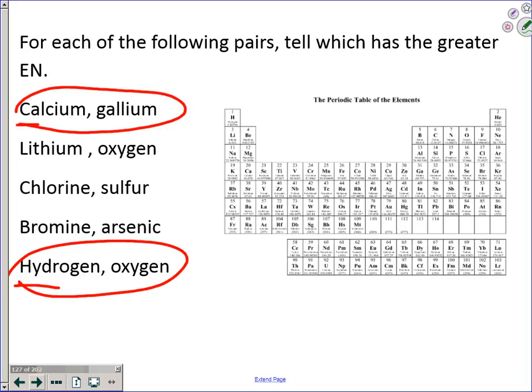All right, 3, 2, 1. Go. Okay, so gallium is here, calcium is here. Who's got the higher electronegativity? Gallium, right? It's even closer to noble gases, so it's more eager for electrons, which, remember, is a part of the electronegativity definition. Okay, now hydrogen and oxygen.